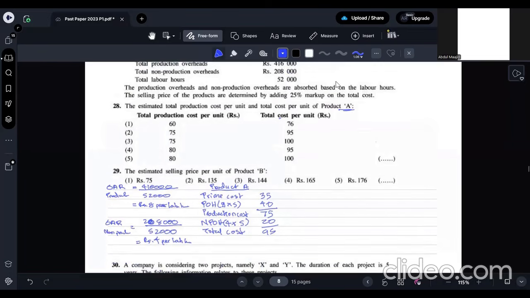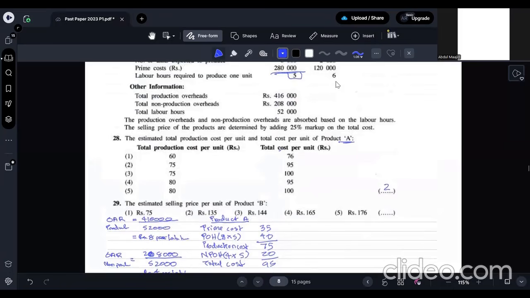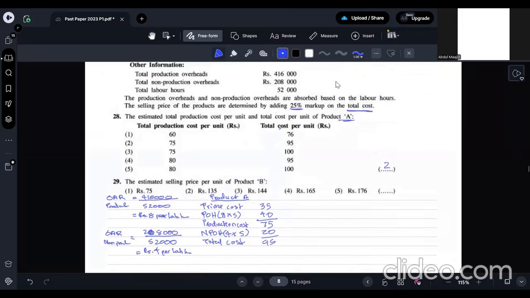Total cost is 95 for product A. So total production cost 75, total cost 95, answer number 2. 29. Estimated selling price per unit of product B. So same thing. Now here we will see the selling price of a product is determined by adding 25% on total cost. And we will firstly have to find the total cost of product B, right?